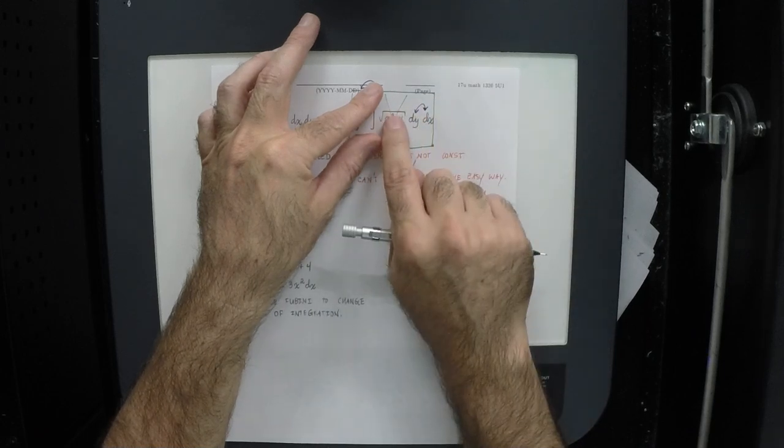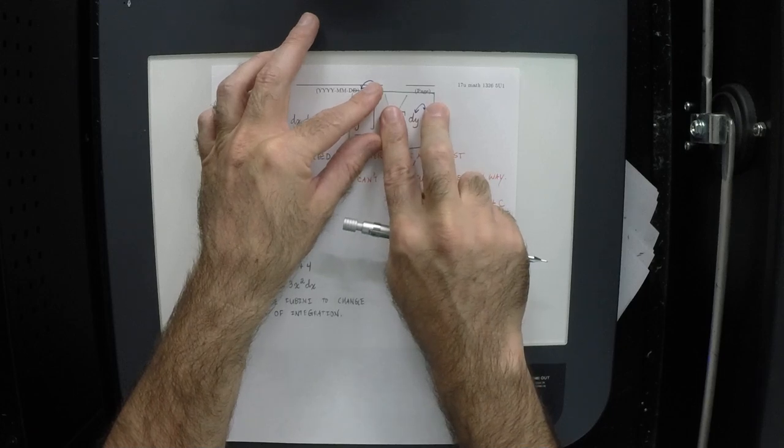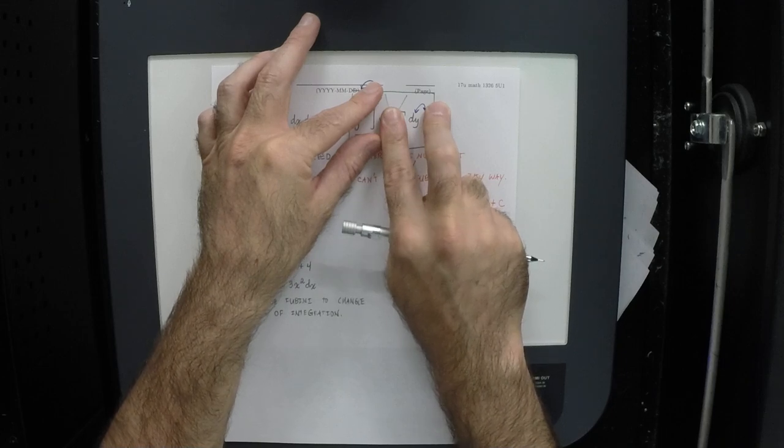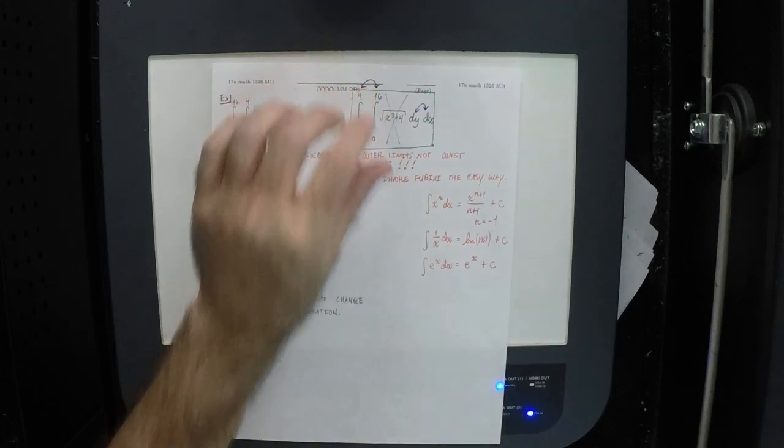So that's like, you know, 4. What's the antiderivative of 4 dy? 4y. What's the antiderivative of 10 dy? 10y. What's the antiderivative of that thing, dy? That thing, y, right?